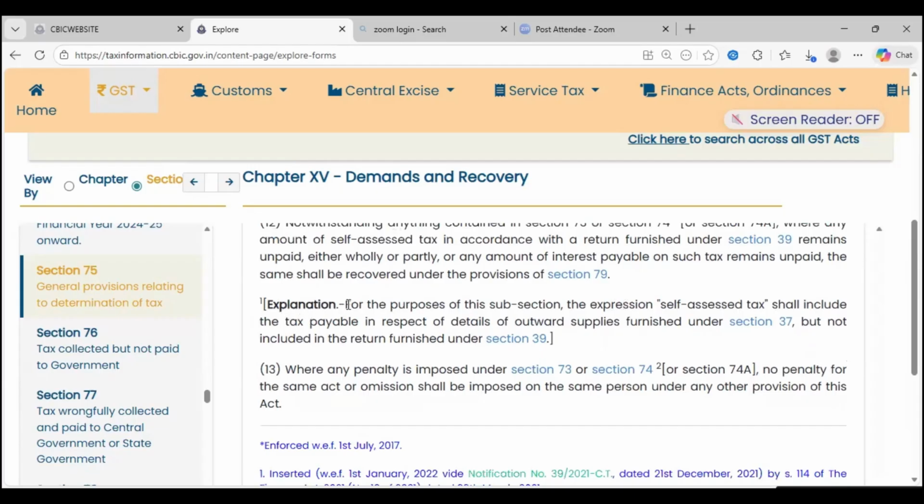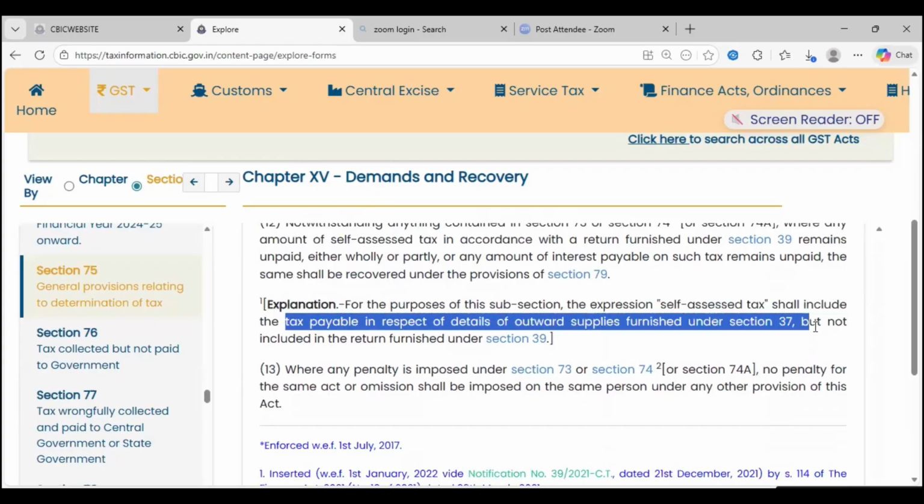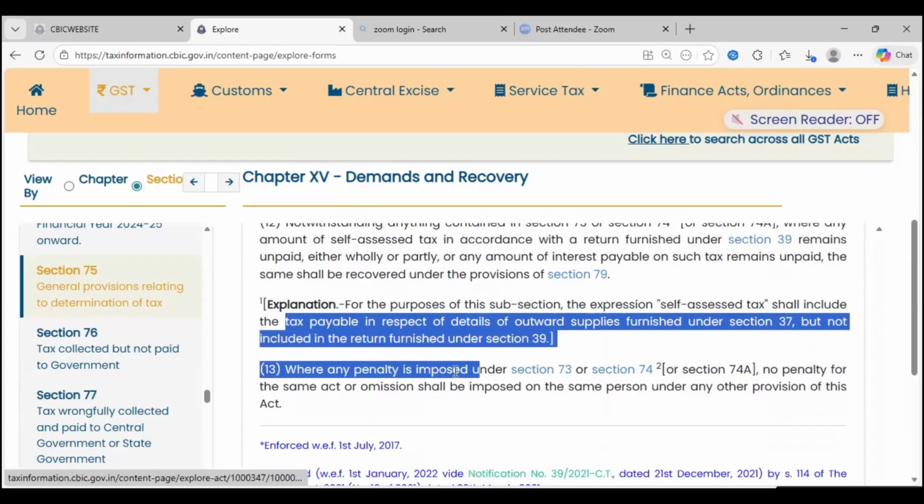Explanation. For the purpose of this subsection, that is subsection 12, this is the important crux for us. The amount of self-assessed tax shall include tax payable in respect of details of outward supply furnished under 37, but not included in the return furnished under 39. What is it that you have included in 37, but have not brought under 39? This is the crux. I'll explain this.